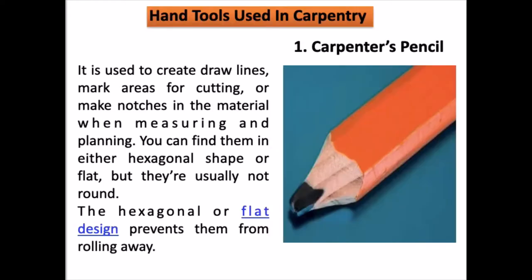So we are talking about the hand tools used in carpentry. First in that is carpentry pencils. You can see here it is used to draw lines, mark areas for cuttings, or make notches in the material when measuring and planning. You can find them in either hexagonal shape or flat, right? They are usually not round as regular pencils are, right?